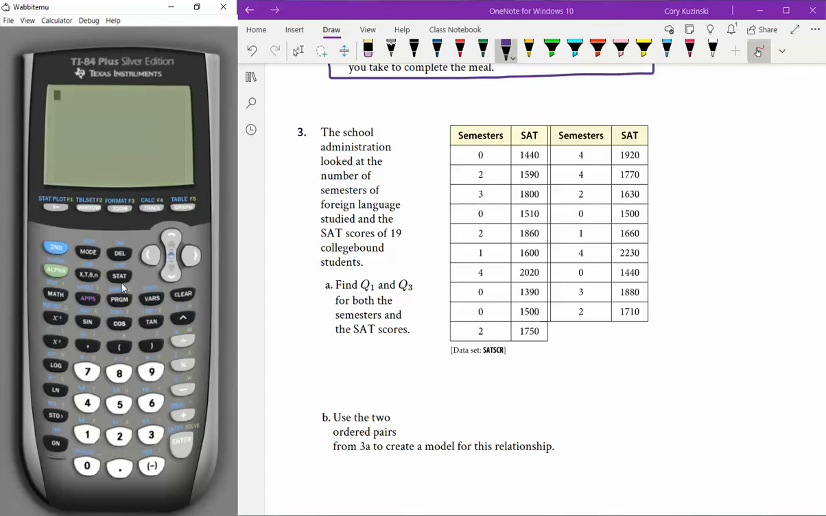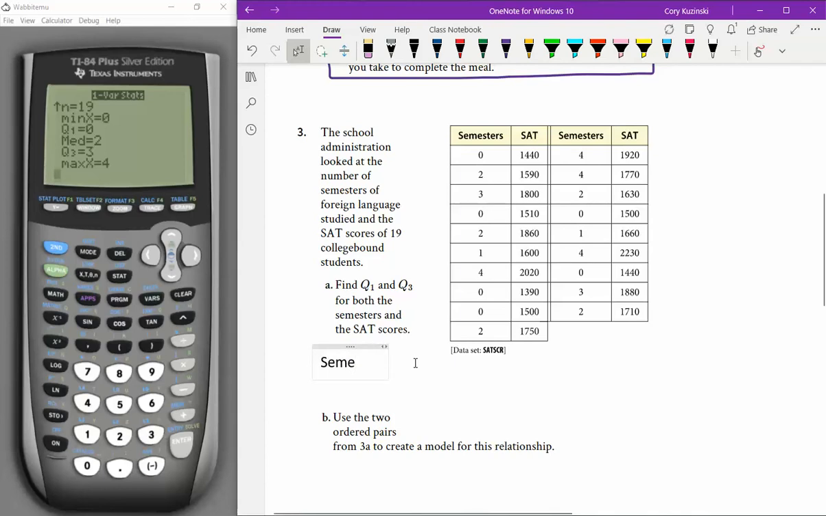All right, let's get back to the main screen. We're going to go stat, calculate one variable stats for list 1. When I go down to the bottom, I can see my first quartile and my third quartile are 0 and 3. So let's type this in. For semesters of foreign language taken, Q1 is 0, and Q3 is 3.